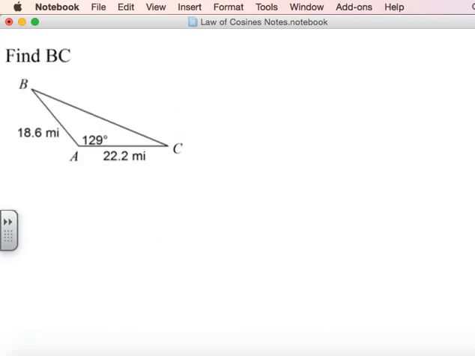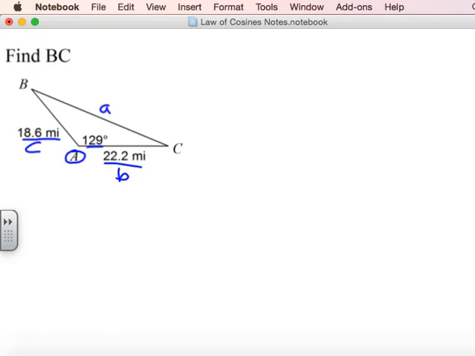Okay, so this time we see we've got two sides and the angle in between. Whenever you have that, you can always find that other side right here. So BC, that's this side right here. We need to find, this is angle A, then this is little a. Then the other sides, of course, this is going to be little b, and this is across from big C, so it's going to be little c.